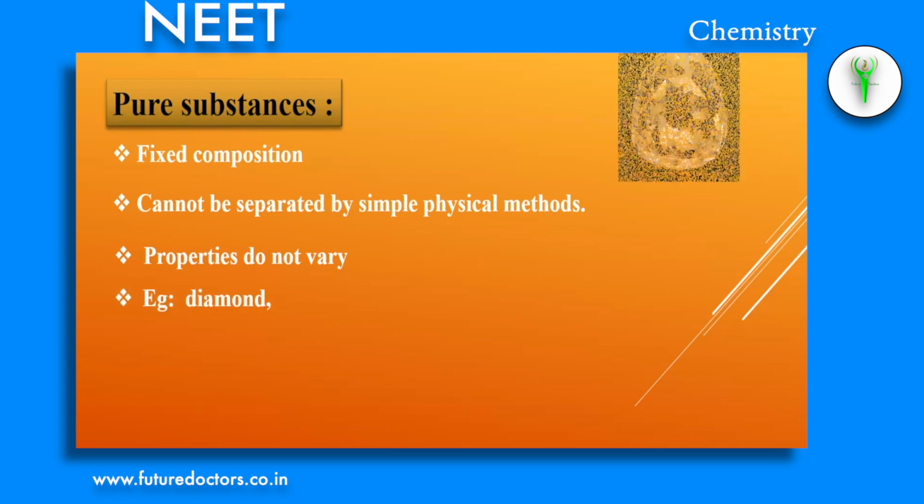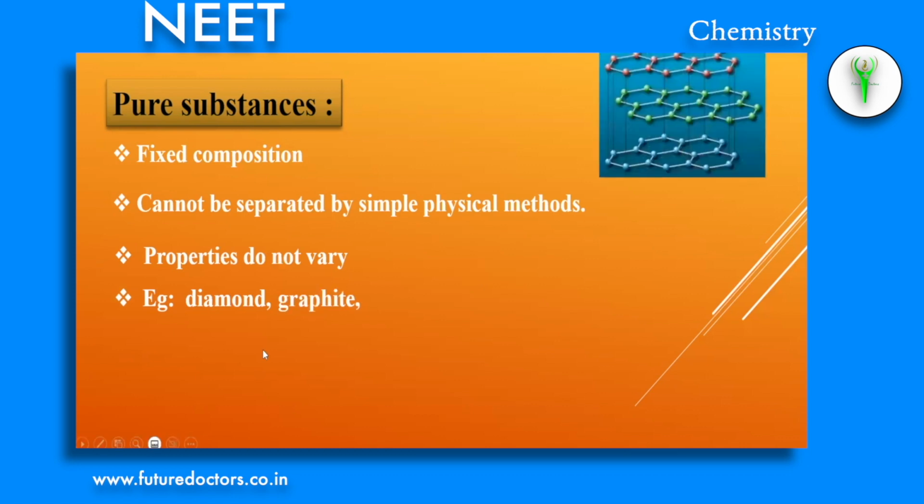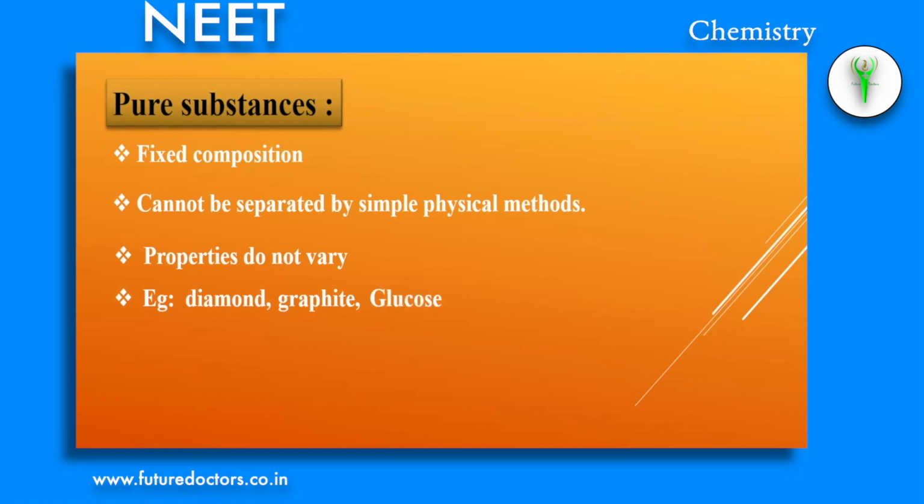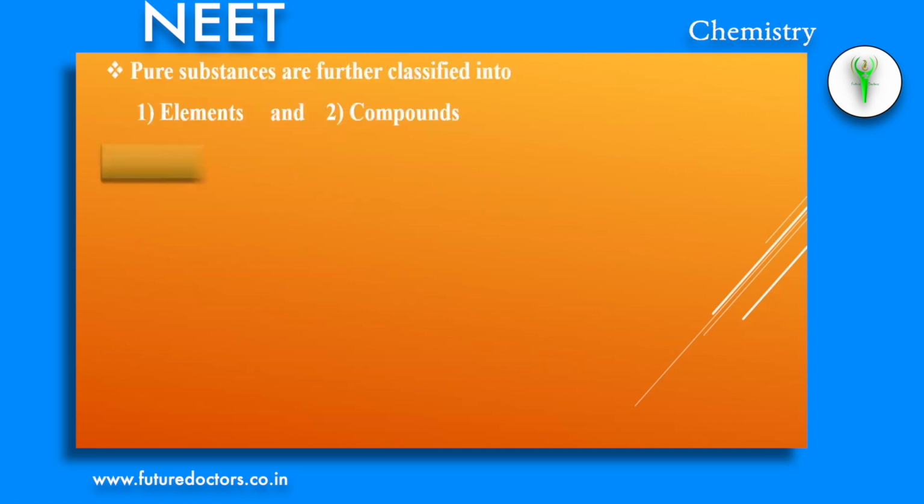For example, diamond is a pure substance. What is the element present in diamond? Carbon. Graphite is also carbon. Glucose, what is the formula for glucose? C6H12O6. It contains a fixed composition of carbon, hydrogen, and oxygen. Pure substances are further classified into two types, elements and compounds.